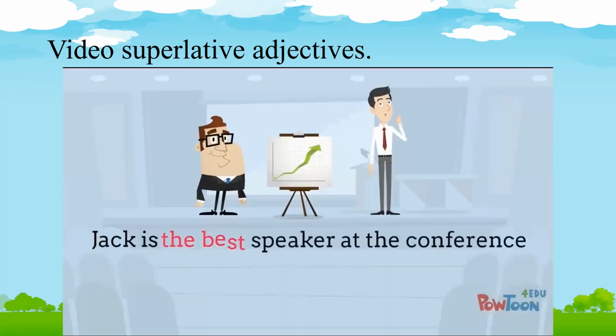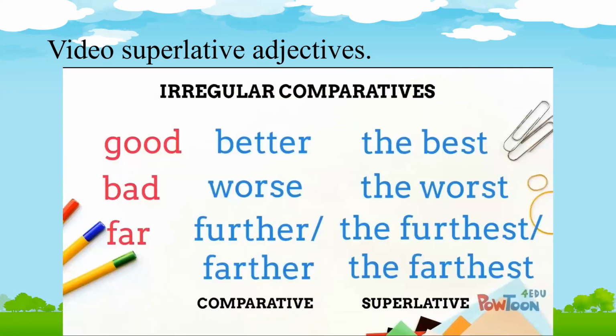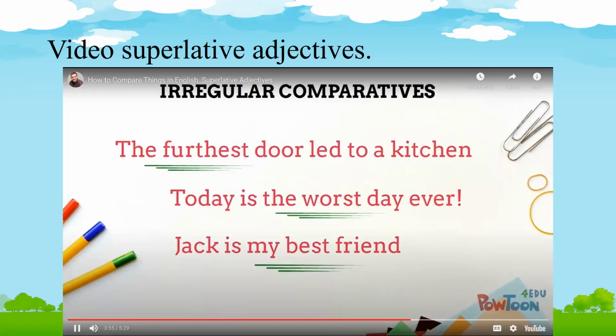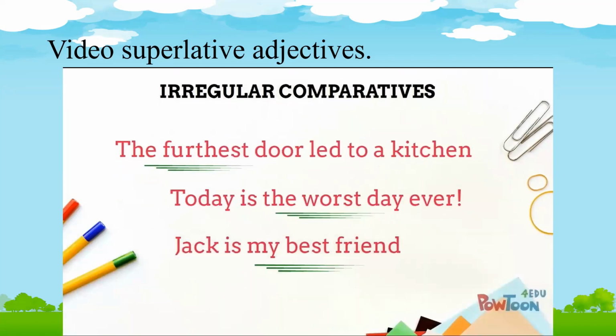Jack is the best speaker at the conference. So let's look at the irregular adjectives again. Good, better, the best; bad, worse, the worst; far, further, the furthest; or far, farther, the farthest. The furthest door led to a kitchen. Today is the worst day ever. Jack is my best friend.